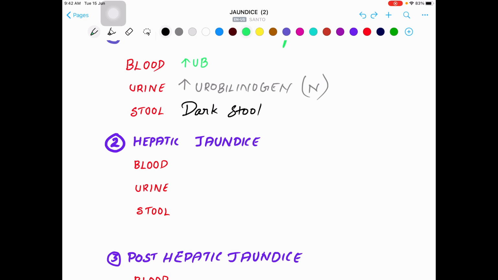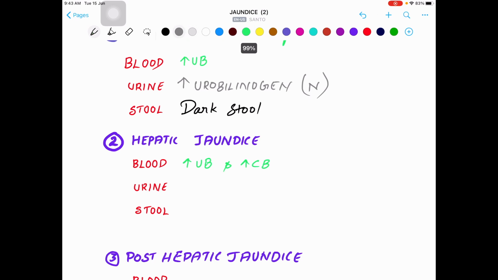This will lead to increased unconjugated bilirubin and also conjugated bilirubin in blood. In blood, now the conjugated and unconjugated bilirubin can be increased in hepatic jaundice. What happens in urine? Due to overloading in the liver, the conjugated bilirubin can be spilled out to the blood, and this conjugated bilirubin will give dark yellow color to urine. Dark yellow color due to conjugated bilirubin. Okay.